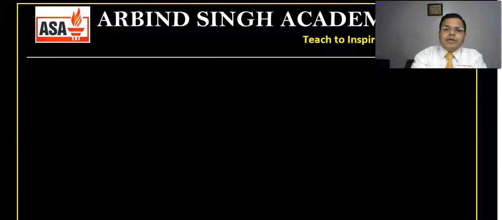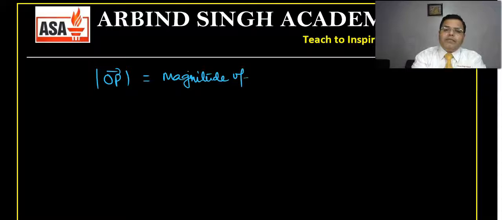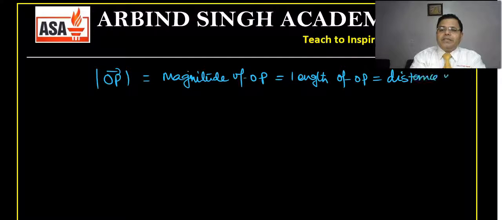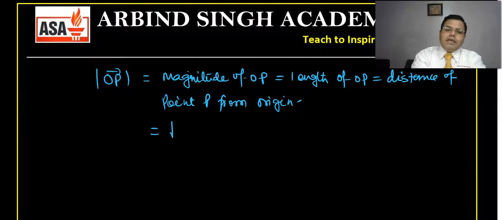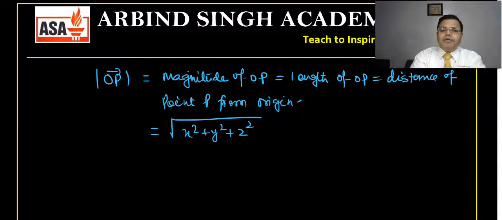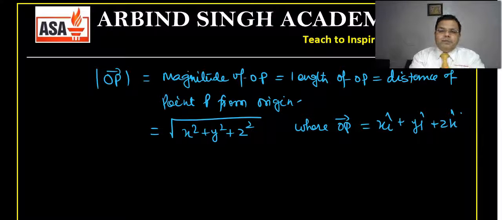If you want to find the magnitude of OP, that is nothing else but the length of OP, the distance of point P from the origin, and this is given by the square root of x squared plus y squared plus z squared. So remember, if vector OP is xi plus yj plus zk, you can calculate it like this. I hope you got it.